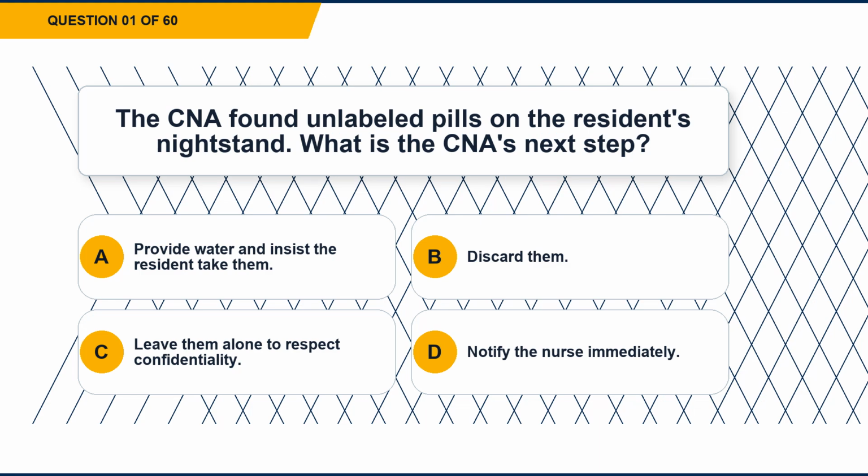Question 1. The CNA found unlabeled pills on the resident's nightstand. What is the CNA's next step? Option A. Provide water and insist the resident take them. Option B. Discard them. Option C. Leave them alone to respect confidentiality. Option D. Notify the nurse immediately.